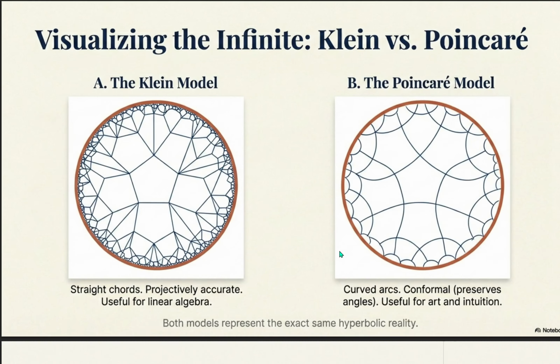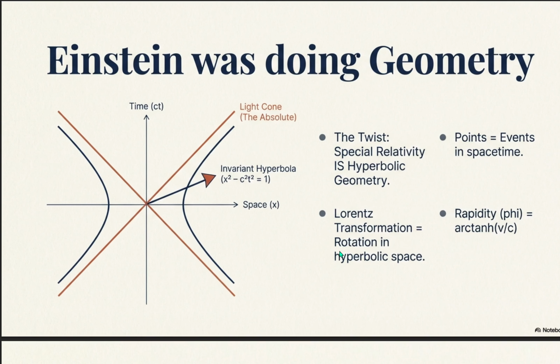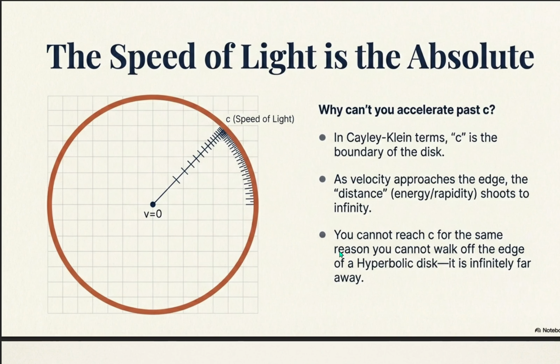So in Einstein's world, what is the absolute? The speed of light, little c. Whoa. Okay, so the speed of light isn't just a number on a cosmic speedometer, it's the geometric boundary of space-time. That's it. The light cone, the path light acts exactly like the absolute in hyperbolic geometry. And this explains why we can't go faster than light. It's the same paradox. You can't walk off the edge of the disk because it's infinitely far away. You can't accelerate past the speed of light because as your velocity approaches c, the energy required, the distance in velocity space shoots to infinity.